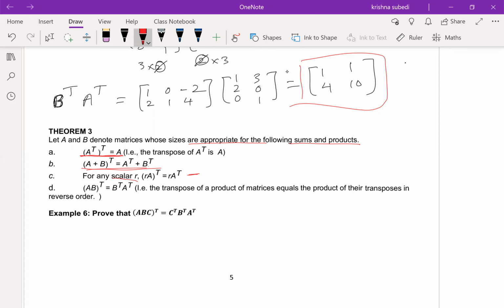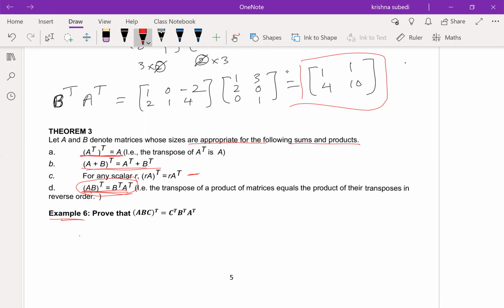And for the transpose of a multiplication, we just proved this, part D already. AB transpose will be B transpose A transpose. Now, we know this. Now we want to prove this example 6: prove ABC transpose equals C transpose B transpose A transpose. Do you want to try that, guys? Yes, sir. Theoretical proof maybe.